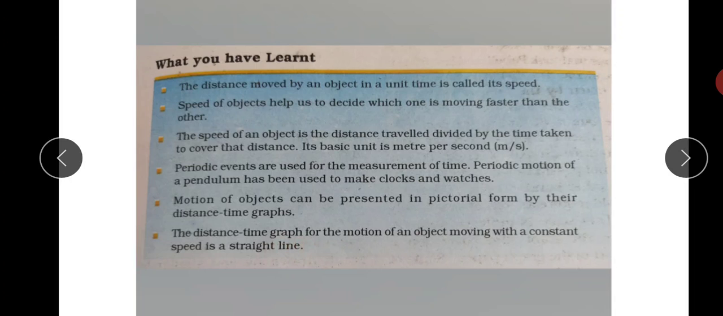The question answers will be sent in the form of a worksheet, so later you can write it in your notebook.